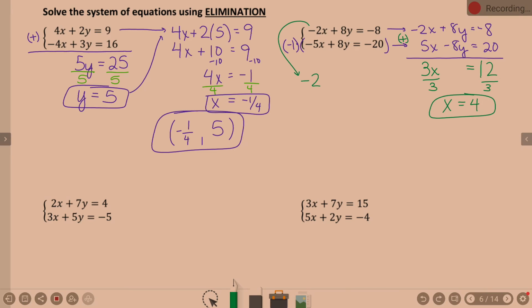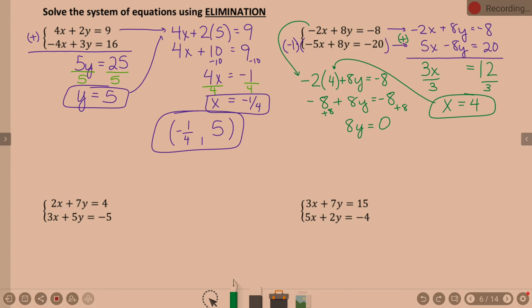So if I use negative 2x, but x is 4, plus 8y equals negative 8. Whoa. Negative 8 plus 8y equals negative 8. Man, there's a lot of 8's here. How do I get the y term by itself? If it's negative 8, we're going to add 8 to move it over. Negative 8 plus 8 will cancel. 8y equals, what is negative 8 plus 8? 0.